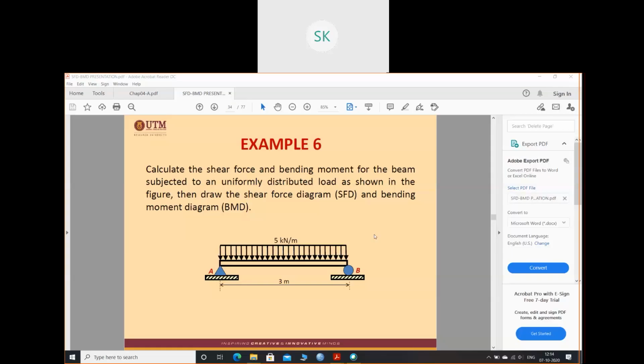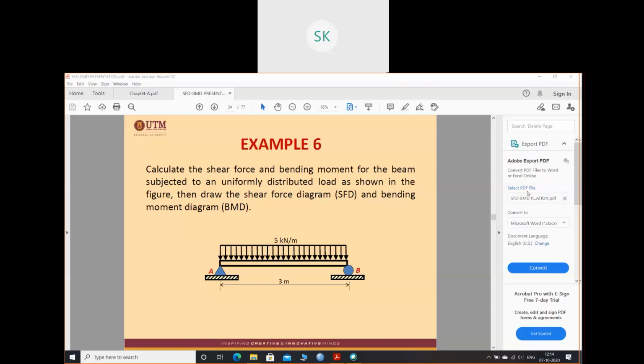Okay. So I'll move to the next question. We have discussed simply supported beam with point load. Now we'll discuss simply supported beam with UDL. So first, find out the support reactions and tell me what will be the support reactions. Type in the chat box.